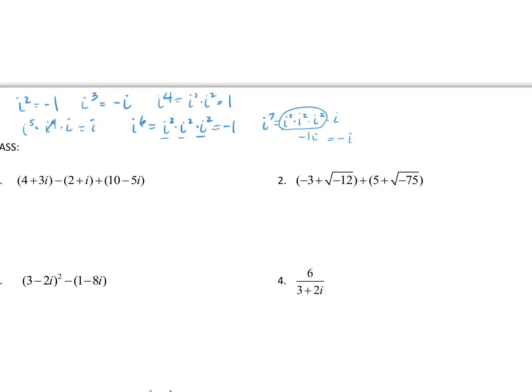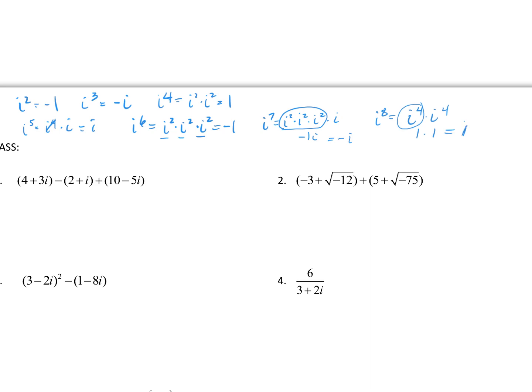And then lastly, i to the eighth. Yeah, it's just 1. A lot of ways you can break that down. I did the fourth. You did 4 and 4? Okay. i to the fourth times i to the fourth, which we said i to the fourth is just 1, so 1 times 1. So i to the eighth is just a 1. A lot of ways you can break it down.